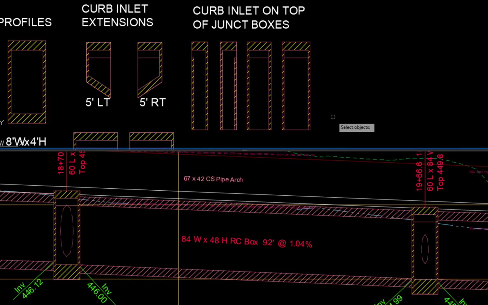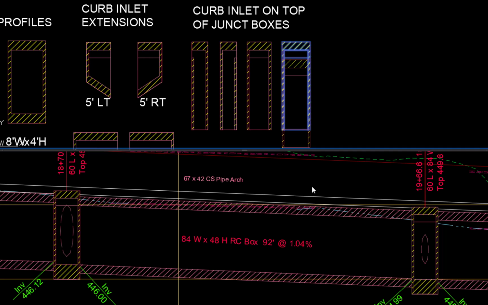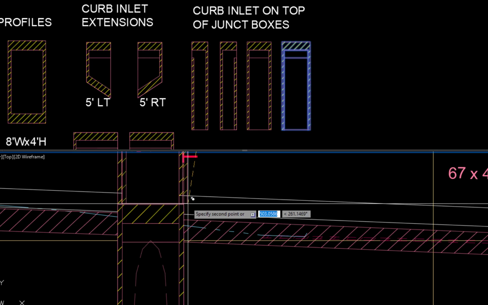Add curb inlets to the top of RC box structures in profile view. CO, enter, to start the copy command. Pick the appropriate enhancement. Enter. Pick the bottom corner. Pick the top corner of the structure. Escape.